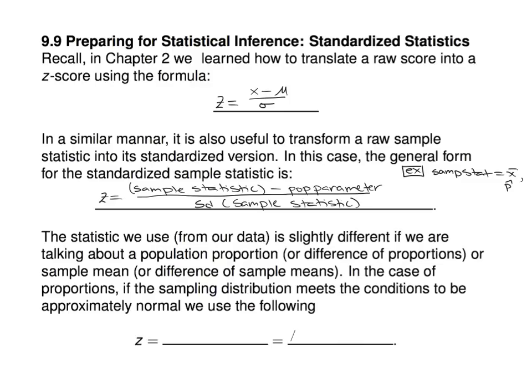So the statistic we use, which is from our data, is slightly different when we are talking about a population proportion or difference of proportions or sample means. So in case of proportions, if the sampling distribution meets the conditions to be approximately normal, we can use the following. So if we have a proportion, our sample statistic is p hat, our true population parameter is p, and that's all divided by the standard deviation of p hat, or it's p hat minus p, and remember the standard deviation of p hat was the square root of p times 1 minus p, all over n.